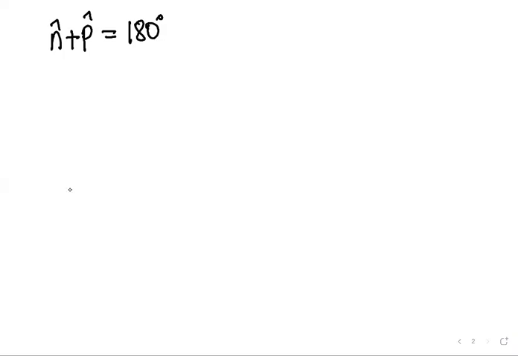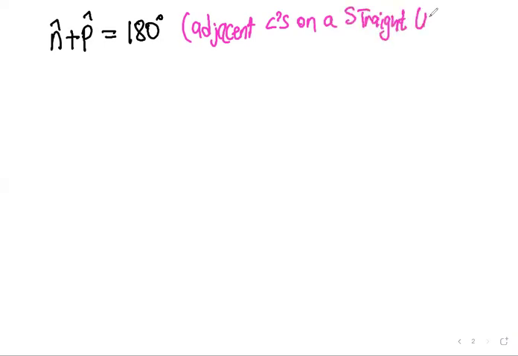Why are we saying it's 180 degrees? It's because these are adjacent angles on a straight line. So it's very important that each and every statement is accompanied by the reason. And then after that, you are going to substitute. The value of angle N we got is 53 degrees, so we write 53 degrees plus the size of angle P, which is unknown, is equal to 180 degrees.